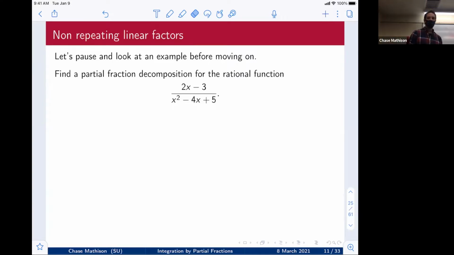Step 1, we need to make sure the degree of the top is strictly smaller than the degree of the bottom, and that's satisfied here. The degree of the top is 1, the degree of the bottom is 2. We're good to go. Step 2, I need to factor the bottom. So x squared minus 4x plus 5. Who knows what that factors as?